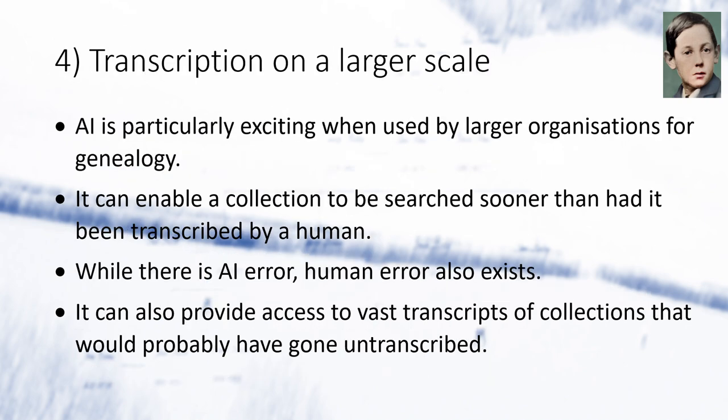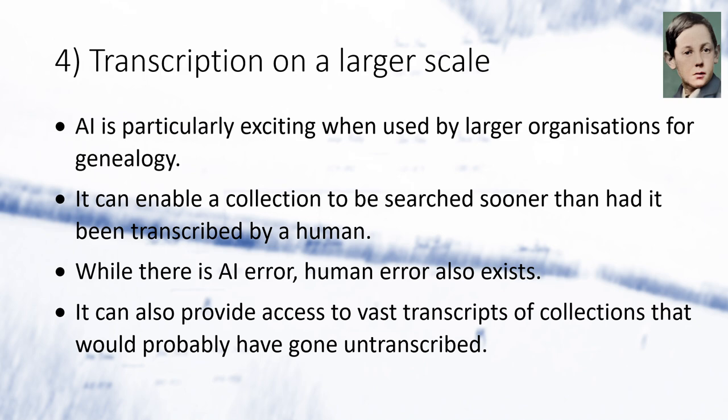The most exciting thing about AI is that it can provide transcription on a larger scale. So this isn't so much helping you, but helping those big genealogy companies. I know there's been certain census collections recently which have been transcribed very quickly because AI has been used, which means you can get that collection out to be searched quicker than had it just been done by human volunteers. So you can get those big collections, big censuses out very, very quickly.